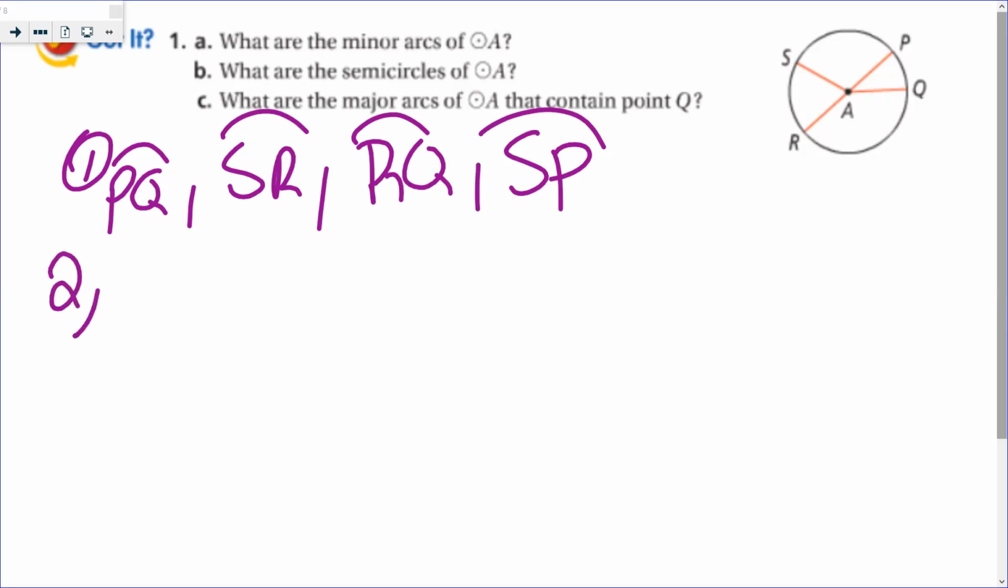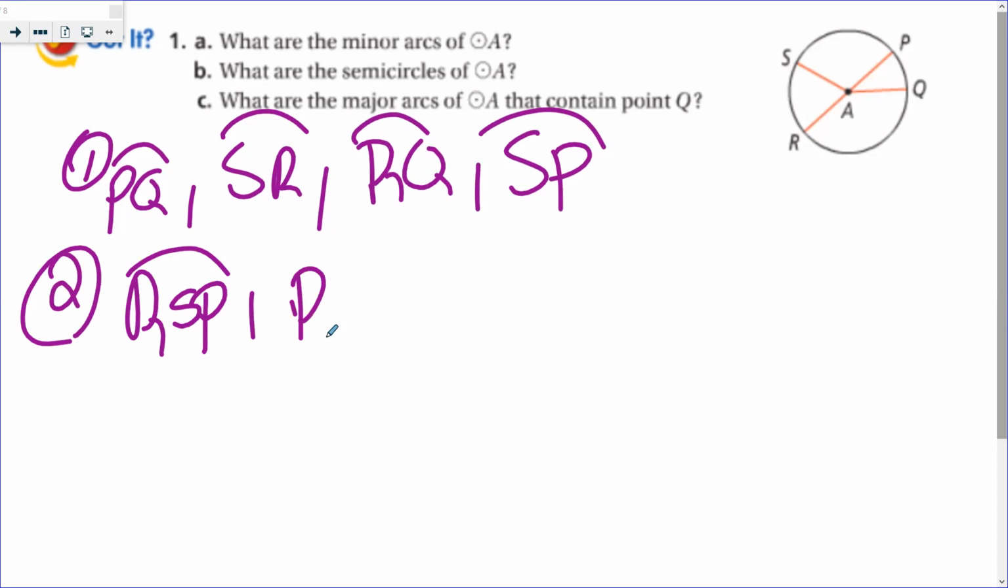Number 2, what about the semicircle now? RSP, and RQP, thank you. Is it right?